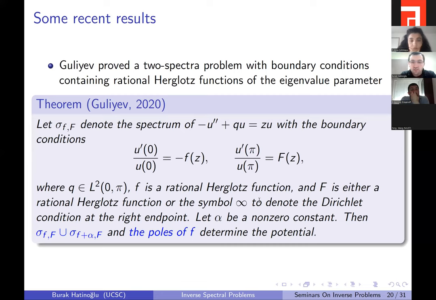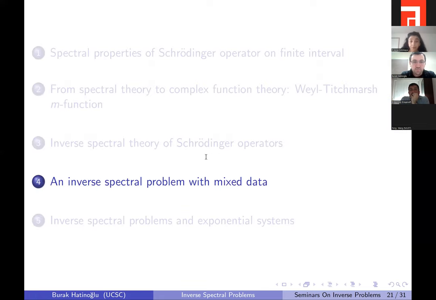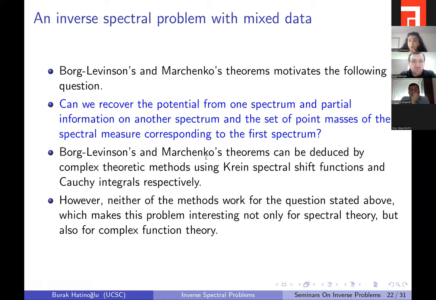And in this setting, he proved that if we know the two spectra and the poles of little f, then this data uniquely determines the potential. And now let me talk about a problem in more detail, which consists of mixed data. And for this problem, our main motivation is the following.